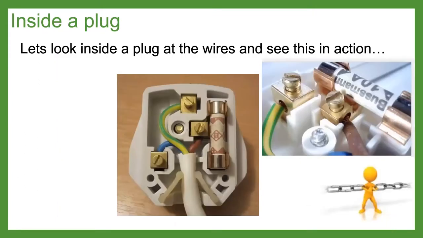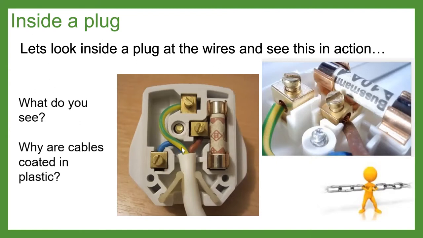Okay, we're going to have a look inside a plug. So this is a plug, just like what you would have on your charger or on your fridge. We're going to have a look inside a plug at the wires and see what is happening. What do you see? So have a look, what can you see? And why are the cables coated in plastic? We can see they're coated in this sort of plastic coating. Why is that? Have a think.